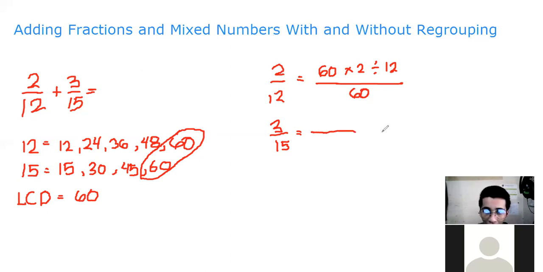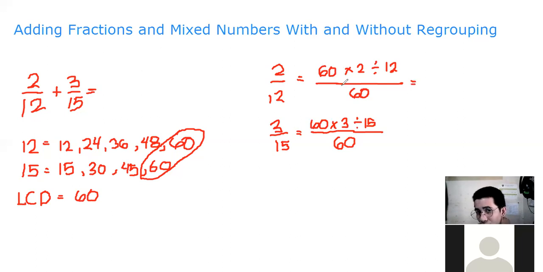Ganito din sa kabila. So, ilagay na natin bagong denominator natin, 60. Since 60 na yung ating denominator, lagay natin 60. Then, ita-times natin kay 3 sa numerator natin. Then, i-divide natin naman kay 15. Okay? Yan. So, simulan natin.